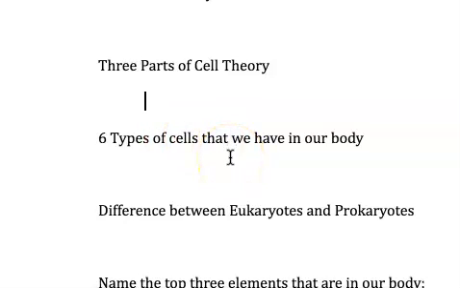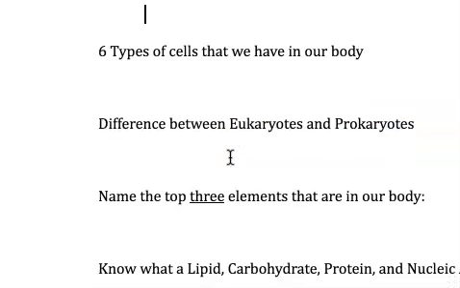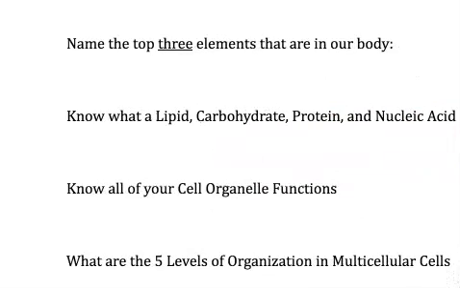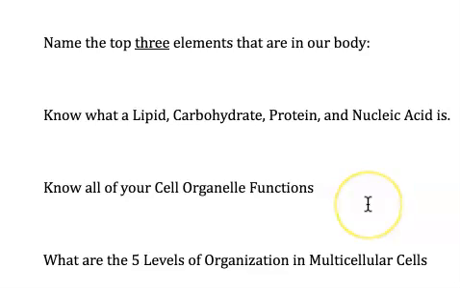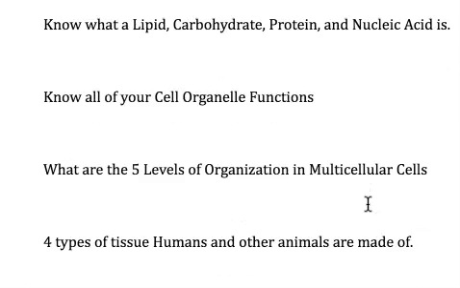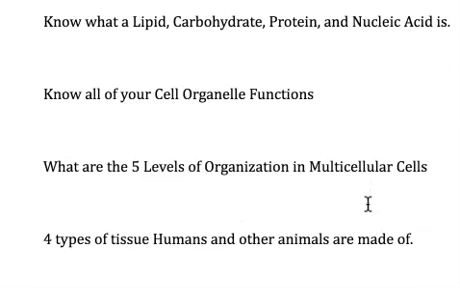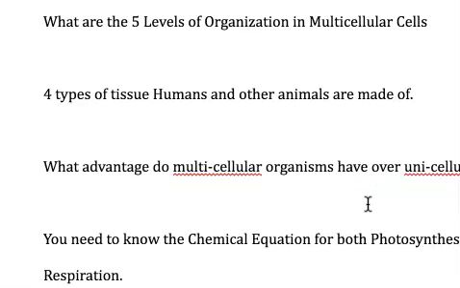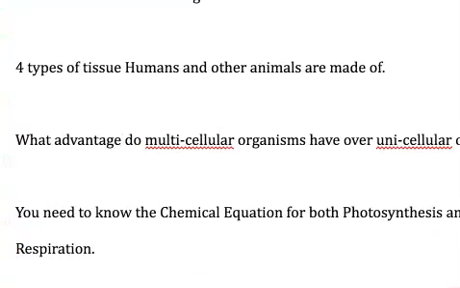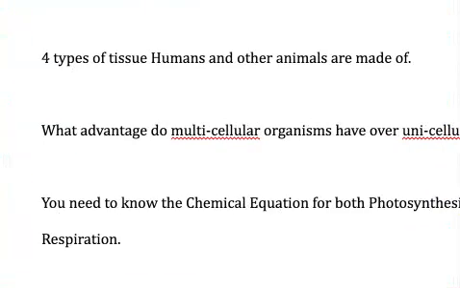6 types of cells we have in our body. Difference between eukaryotes and prokaryotes. What are the top 3 elements in our body? Let me know what a lipid, carbohydrate, protein, and nucleic acid is. You need to know all your cell organelle functions. What are the 5 levels of organization? 4 types of tissue. What advantages do multicellular organisms have over unicellular organisms?